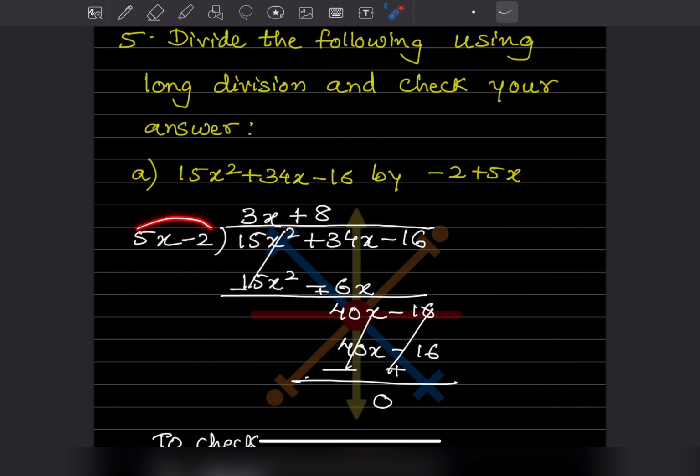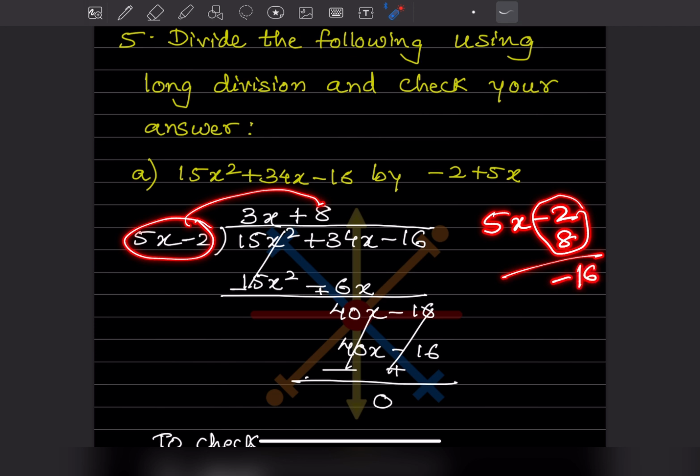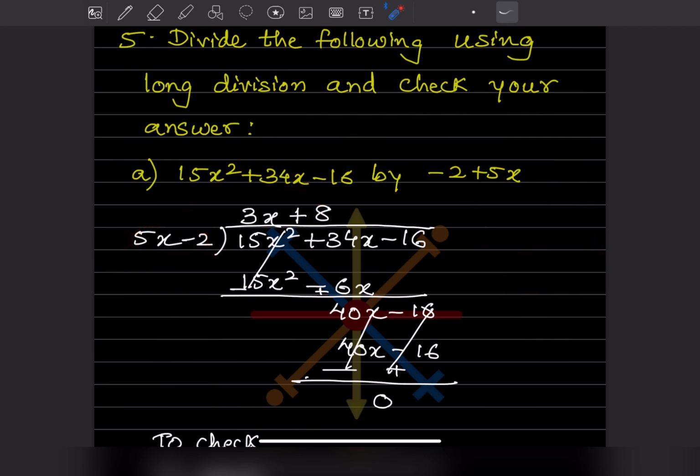So now again, if you want, I'll check here. 5x minus 2 into 8, that is going to be minus 16. And this is going to be 40x. So now here again, this is plus. So this will be minus, minus, so plus. So this also gets cancelled. This also gets cancelled. The remainder is 0.